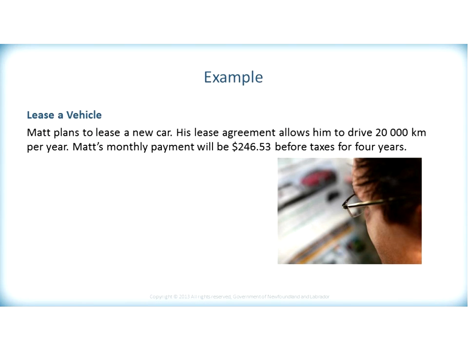Okay, now we're going to look at our options for leasing a vehicle. We looked at buying new, buying used, and now we're going to look at leasing. Matt plans to lease a new car. His lease agreement allows him to drive 20,000 kilometers per year. Matt's monthly payment will be $246.53 before taxes for 4 years.